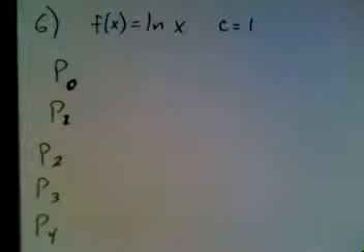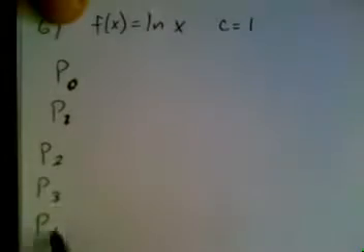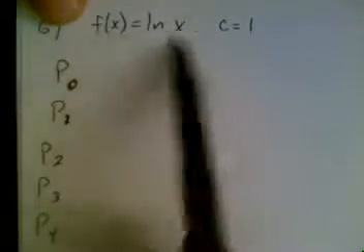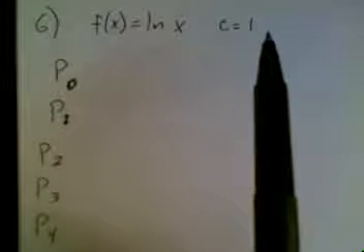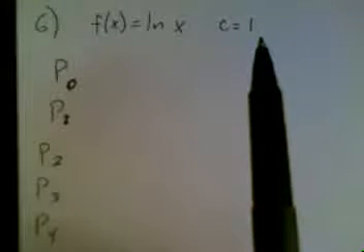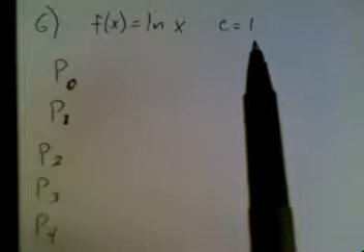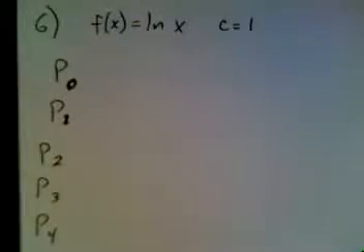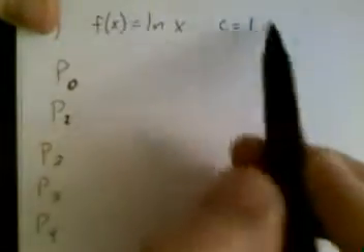Okay, looking at lesson 25 again, Taylor approximating polynomials. With this video, we're going to look at example number 6. Example number 6 says, find the Taylor polynomials P sub 0, 1, 2, 3, and 4 for this natural log of x function centered at c equals 1. What we're visibly doing is trying to create polynomials that approximate this such that it's around this point.